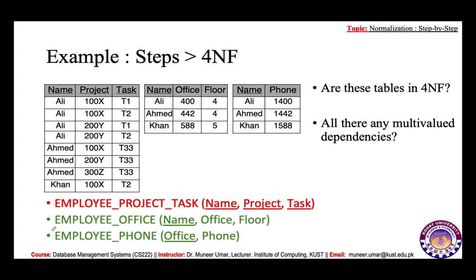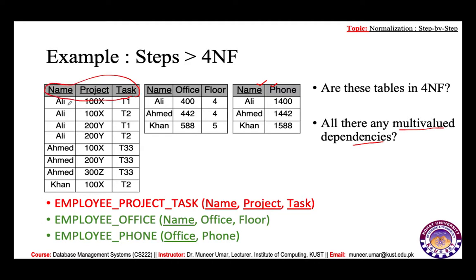For fourth normal form, we must check the multi-valued dependencies in these three tables. Now if we look into this first table from right, the name and phone both are holding unique values, so there is no chance of multi-valued dependencies. Here again we have no chance of multi-valued dependencies, but in this table we may have multi-valued dependencies.